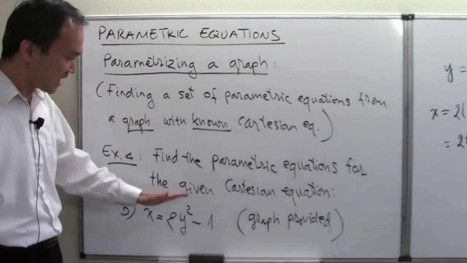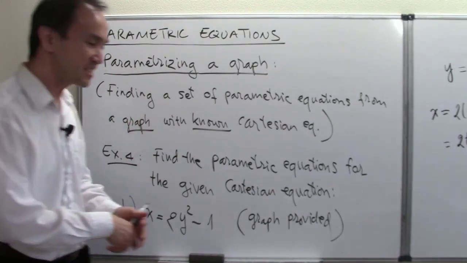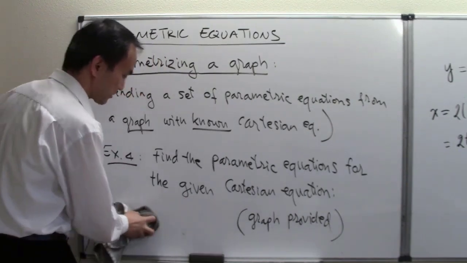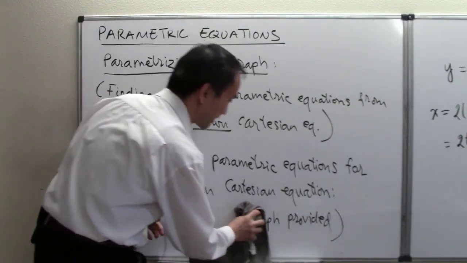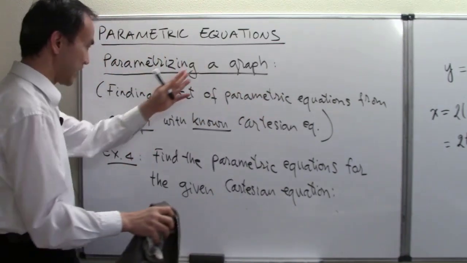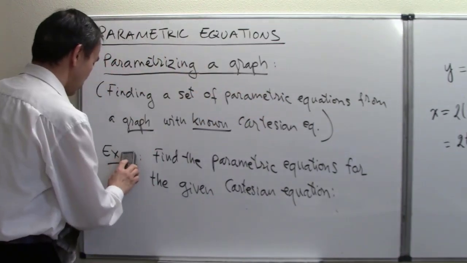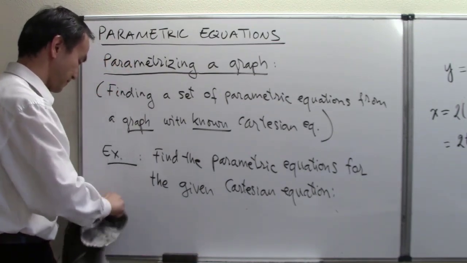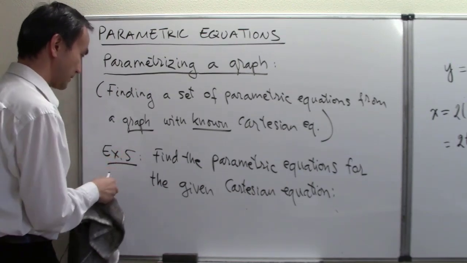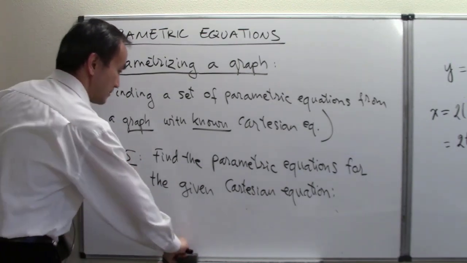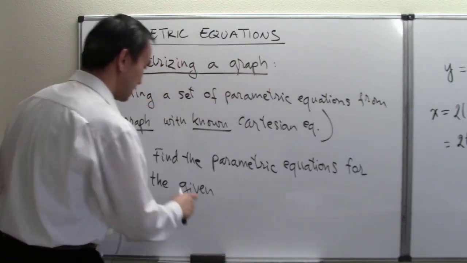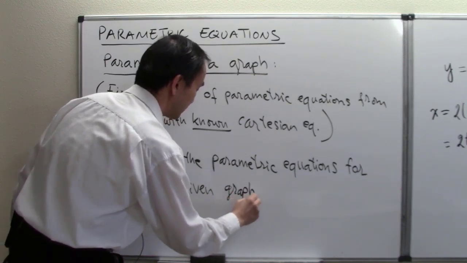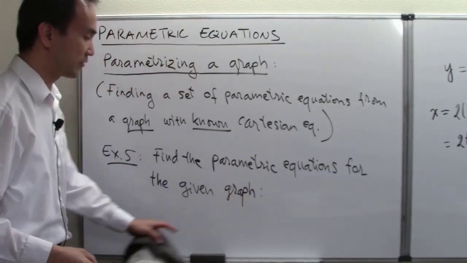And now once we've had that from example 4 right here, okay. All right, so now once we've done that kind of skill that we've learned in example 4, we want to really get into parameterizing an actual graph. So let's now call that example 5 right here. Okay. So we want to go with: find the parametric equations for the given graph. All right, so for the given graph.